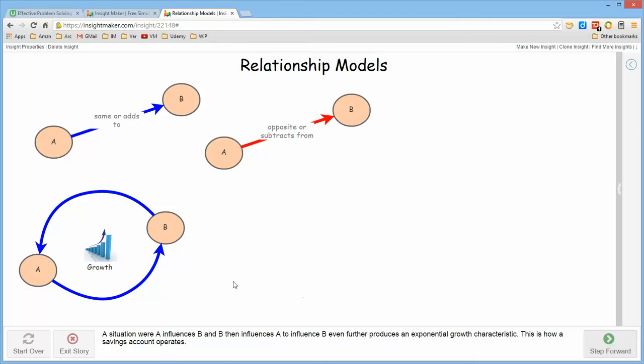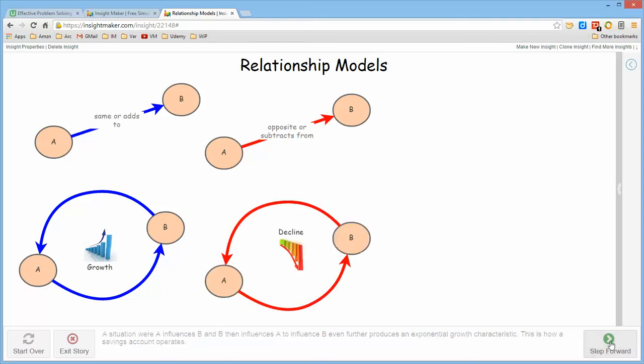And you can also have the alternative to this, which is an exponential decline. Consider that the more a civilization declines, the faster it declines. It's just running the growth structure in reverse. It's the same structure, just composed of two opposites as opposed to two same.